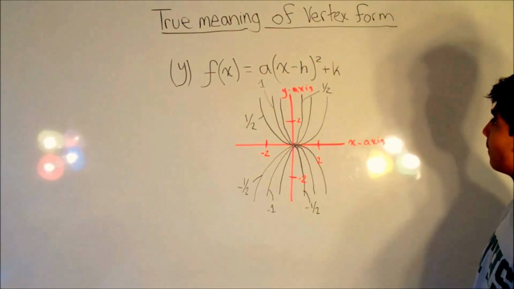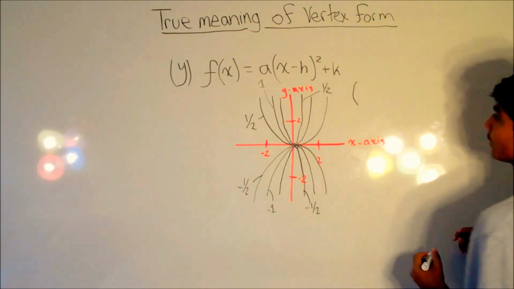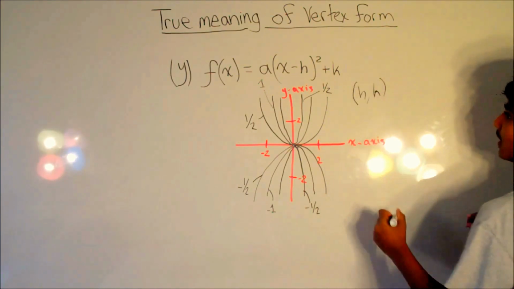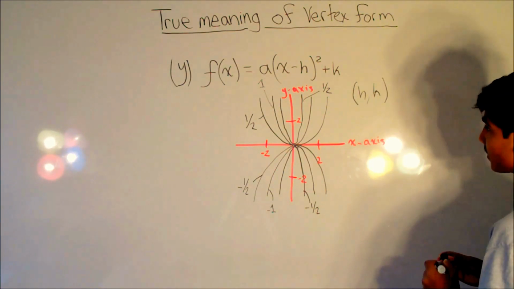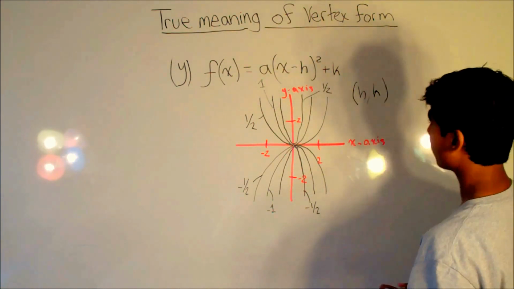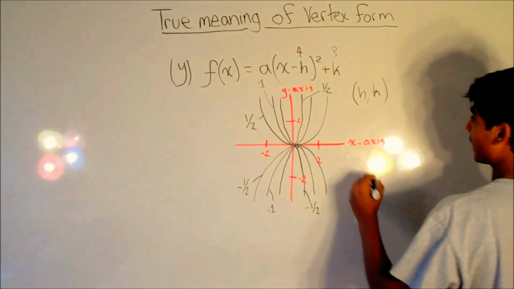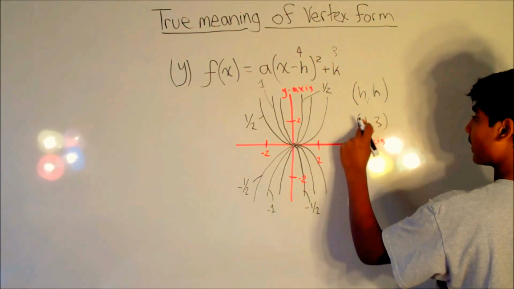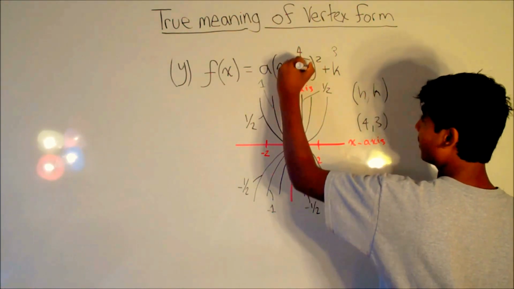h and k are both the vertex. They're the way to find the vertex. So, if you were to find a vertex, it would look like (h, k), where h is the x and k is the y. So, let's say we have x minus 4 plus 3. The vertex would be (4, 3).